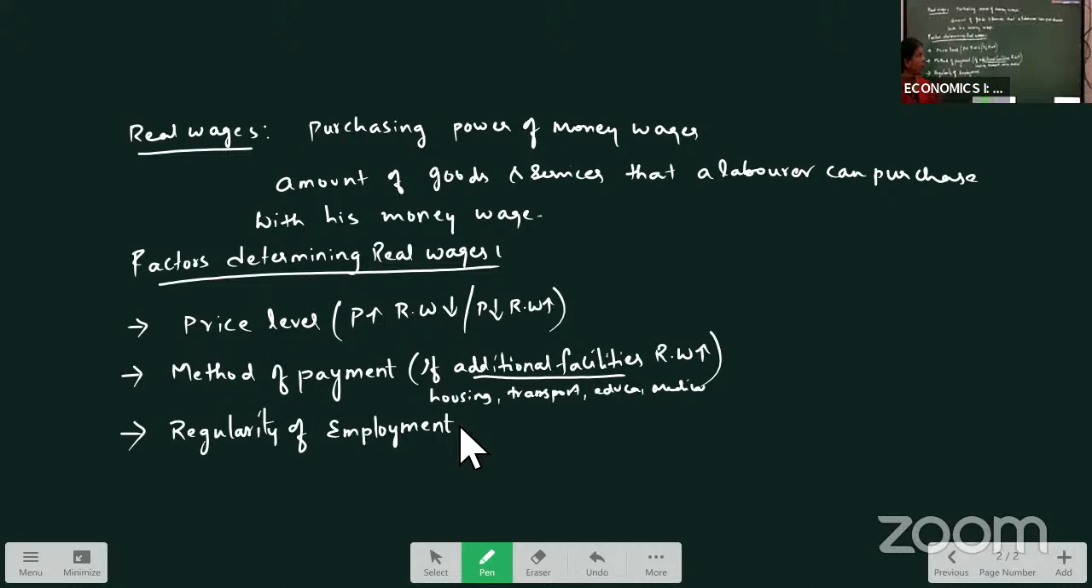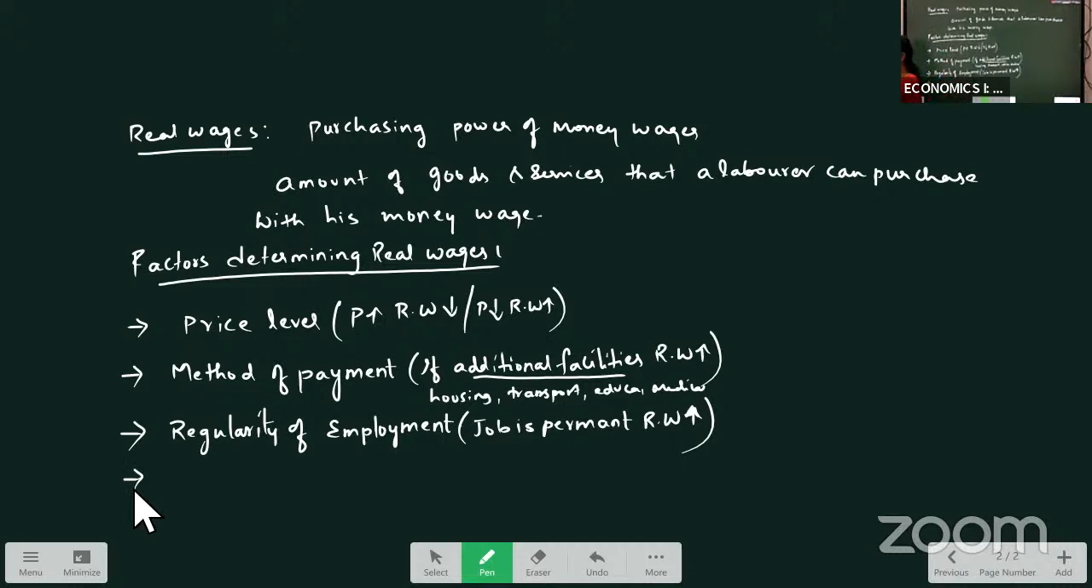Whereas if you have a permanent job, permanent means yes, our future is secured. Yes, in future also I'll get some income. Some regularity is there, permanent job is there. Then obviously purchasing power will be high. Okay, so in regularity of employment, see, if the job is permanent, real wages will be high. Okay, if the job is temporary, real wages will be low. Okay, that is regularity of employment.